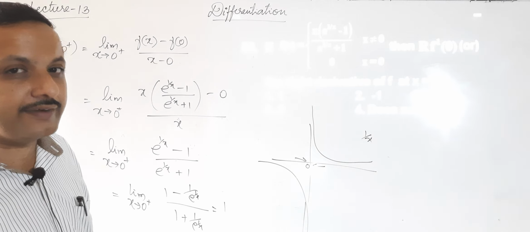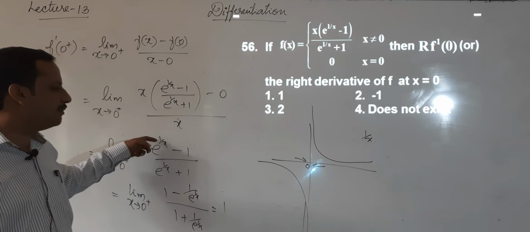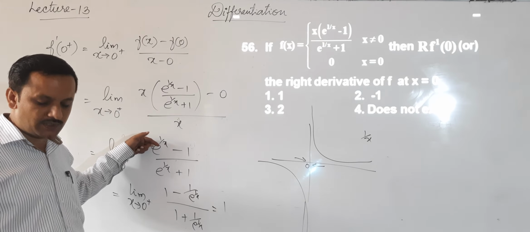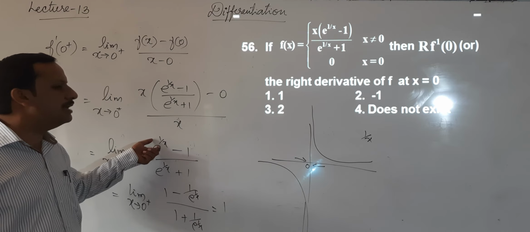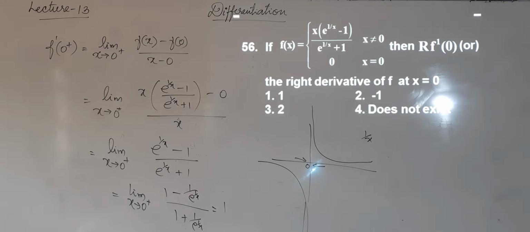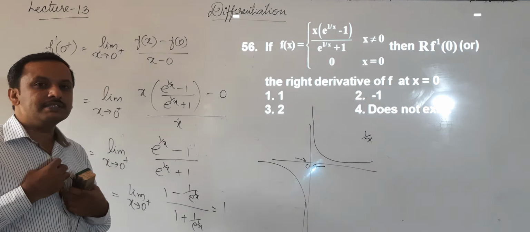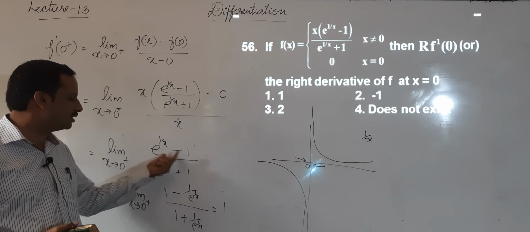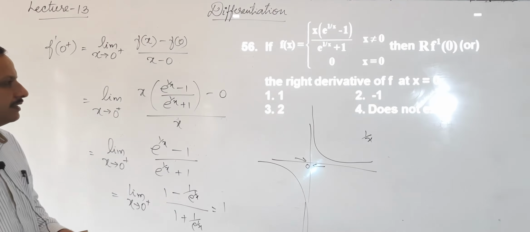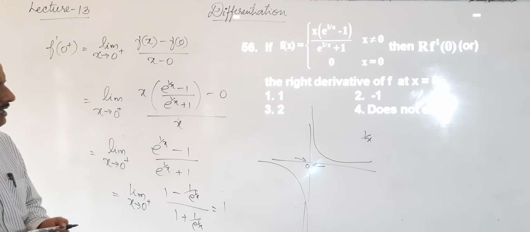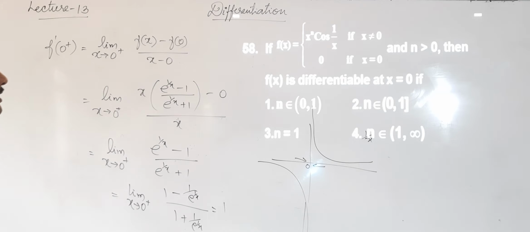If the question is left derivative, it would be minus 1, because when x approaches 0 from left side, 1 by x will tend to minus infinity. What is the value of e power minus infinity? E power minus infinity is 0. So you get 0 minus 1 by 0 plus 1, that is minus 1 by 1, which is equal to minus 1. Then the left hand derivative at x equals 0 is minus 1, but here the question is right hand derivative, which is plus 1.